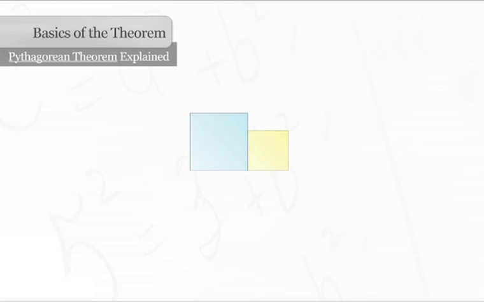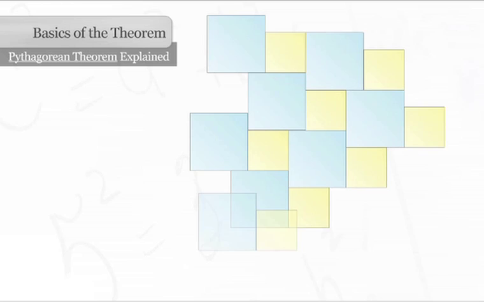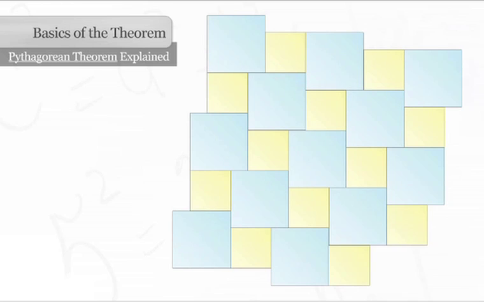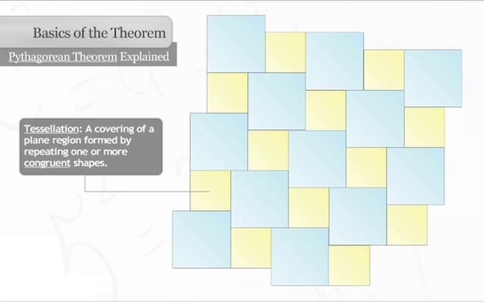Let us create a pattern with our squares. We will place one B squared against each side of A squared, so A squared is surrounded on all sides. Then we will repeat the pattern until it looks a little bit like a checkerboard. This is a tessellation. Now let us bring back C squared, which is the length of the hypotenuse squared.